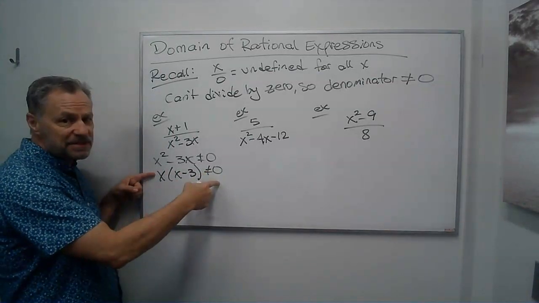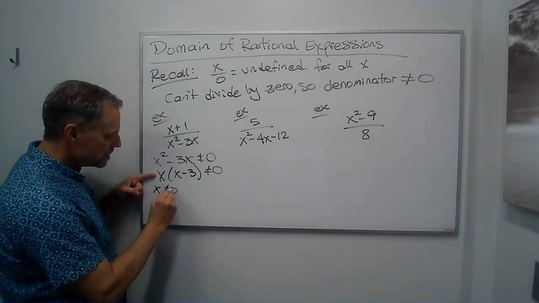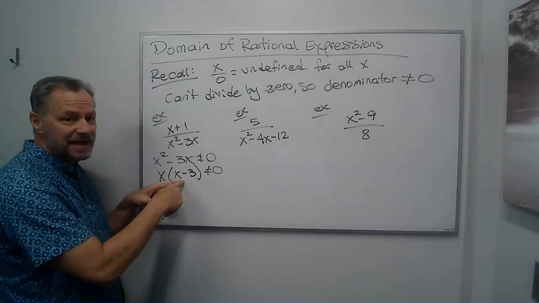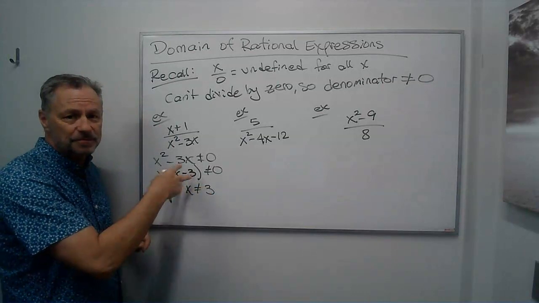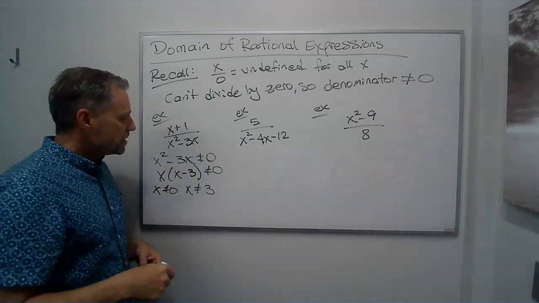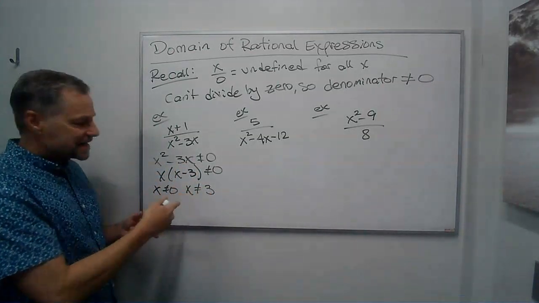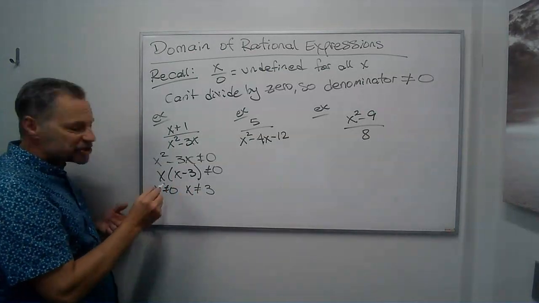So x can't be 0. And x can't be 3, because that would make that equal to 0. And you can figure out the math, set it equal to 0. Add the 3 to both sides, you're going to get this. So those are my restrictions.